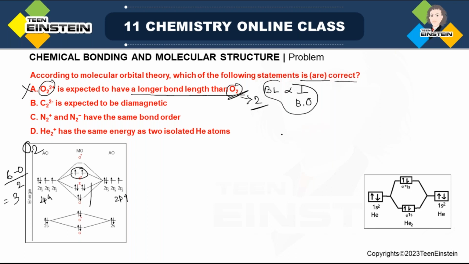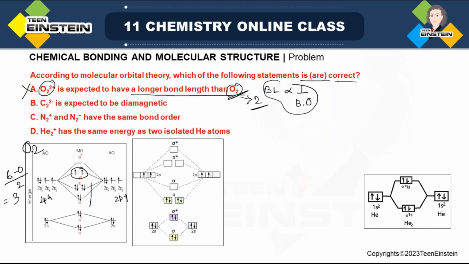Got it? The next statement is C2 2 minus is expected to be diamagnetic. So what about the diatomic C2 molecule? Once you know that, you can easily add 2 electrons and understand whether it is correct or not. So this is C2. This part is 2s2, and this is 2p2. That is the configuration, but you don't need to focus on this. So 2p2, 2p2, that means total 4 electrons. In this case also pi comes first, then sigma, then pi star, then sigma star, just like N2, but not like O2.